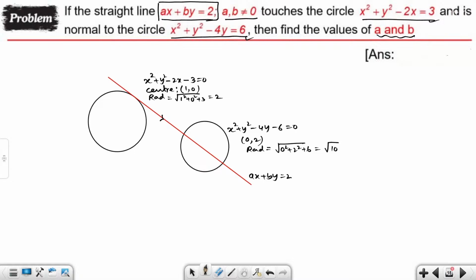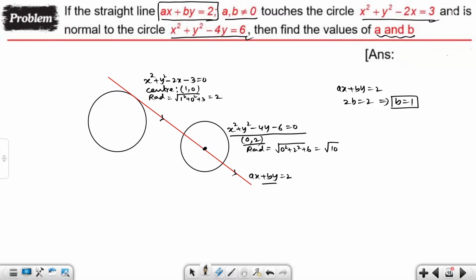Now, the equation of this line is given, but we have to find the value of a and b. So there are two unknowns. If there are two unknowns, definitely I need two equations to solve for it. Now, one thing I can easily see is that since this line is normal to this second circle, definitely it is passing through its center. So the coordinates of the center must satisfy the equation ax plus by equals 2. So if I put x is 0 and y is 2, we get 2b is 2, which implies b equals 1. So straight away I got my b equals 1.